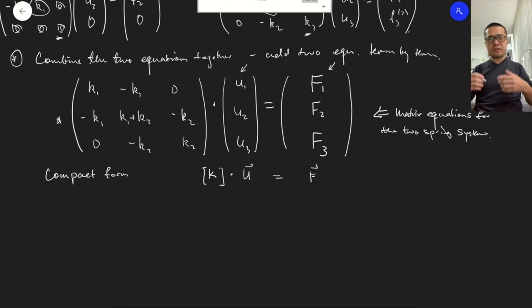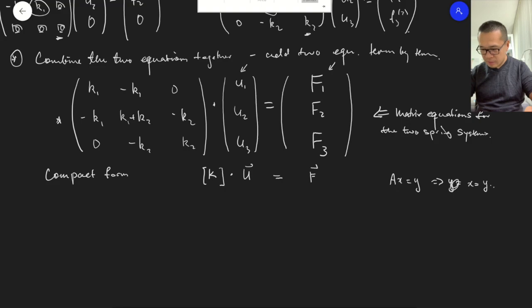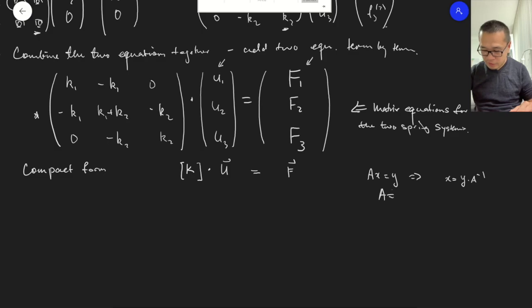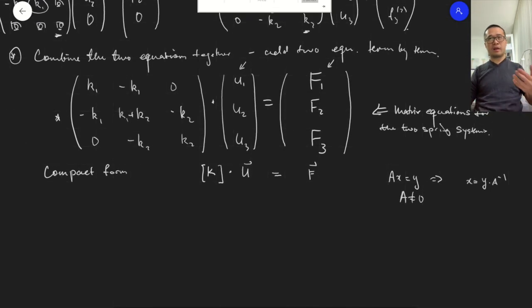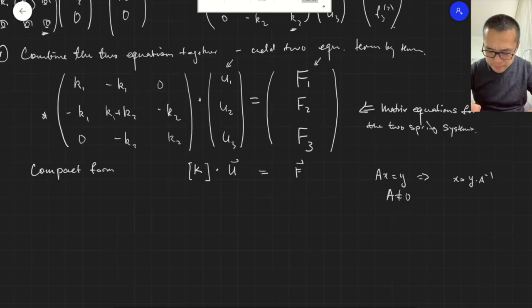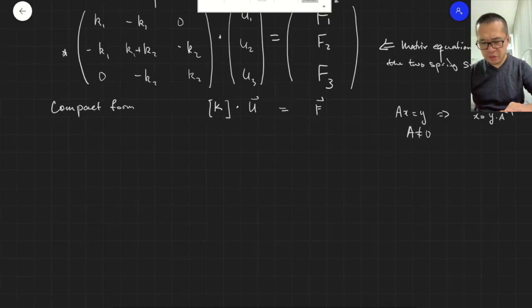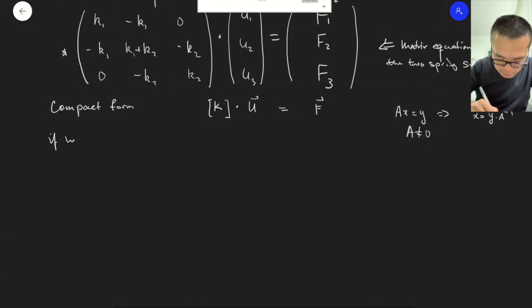Now, if you recall your first year linear algebra, the way we can solve these matrix equations is like, think about it as AX equal to Y. If it's scalar, you can do X equal to Y times the inverse of A. Now there's only one condition you need to satisfy, that is A cannot be 0, because you can't divide anything to be 0, right?